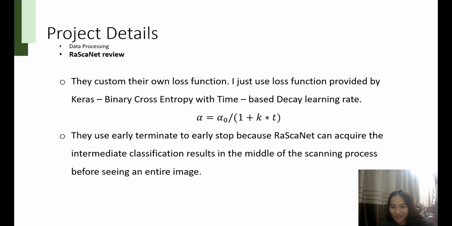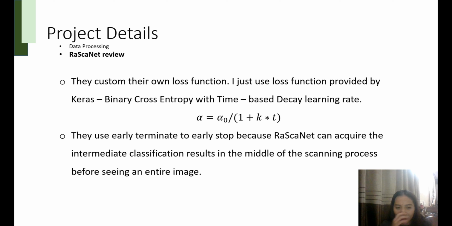But of course, there are other differences. The first is the loss function. Actually, they custom-built their own loss function without using any traditional loss function like cross entropy or mean square error. To make it easier for myself, I just use the traditional loss function provided by the Keras library. It's binary cross entropy with a time-based decay learning rate, and the equation to adjust the learning rate is shown on the screen.